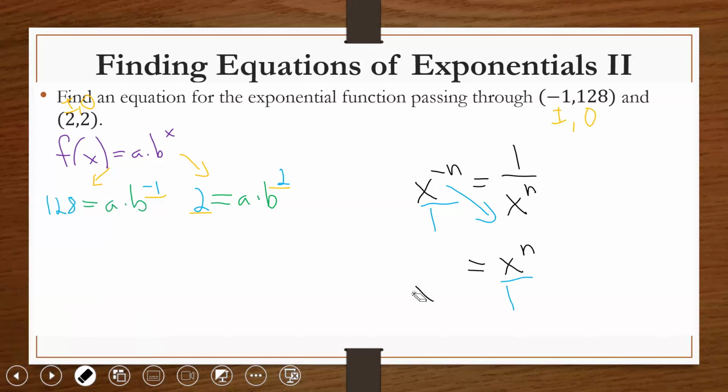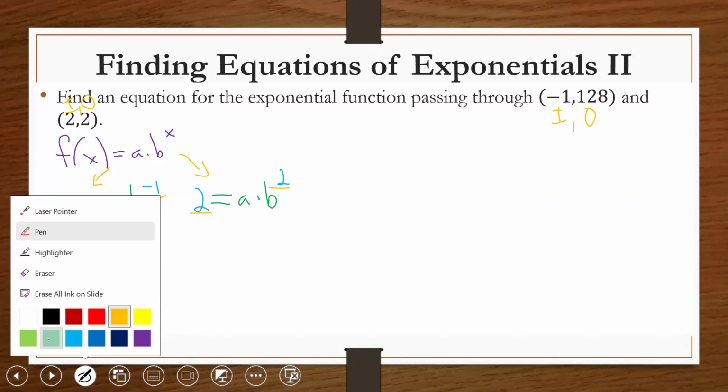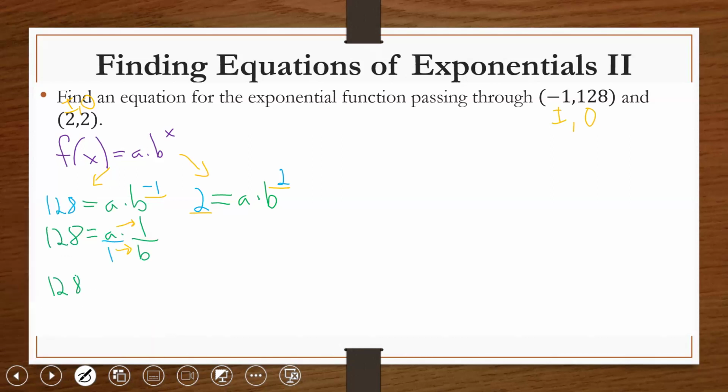So what that does for us in our equation over here is that if we have a times b to the -1, we can rewrite that as a times 1 over b. And then we can combine those, and that a is like a over 1 times 1 over b. Well, that's multiplying two fractions, so we can multiply it straight across, which would give us 128 equals a over b.